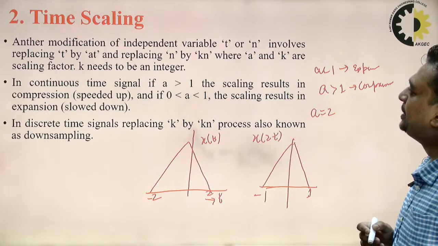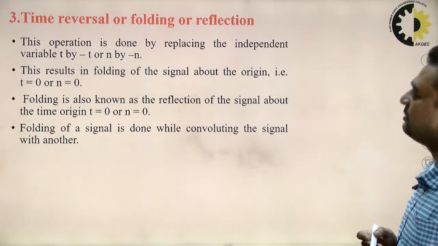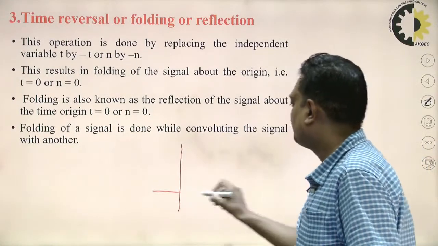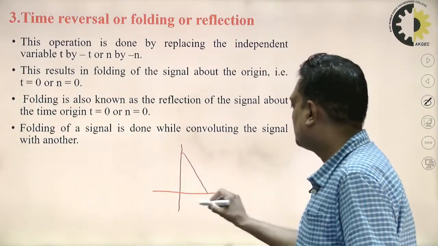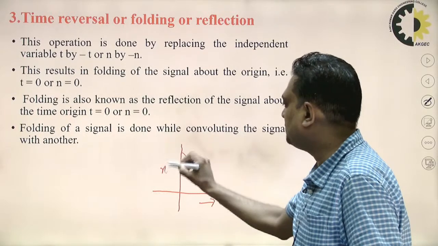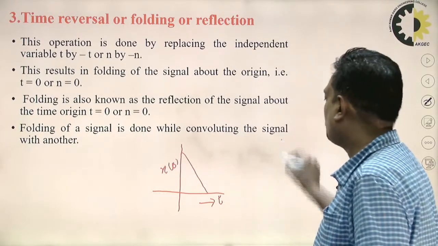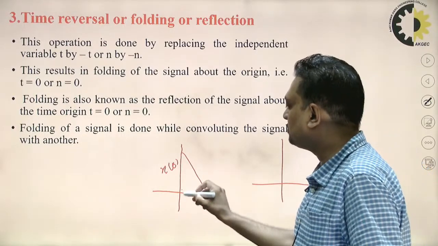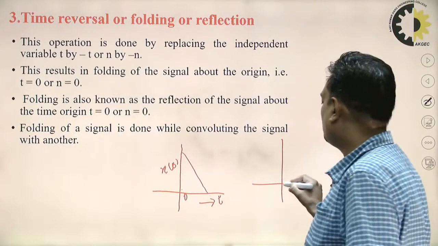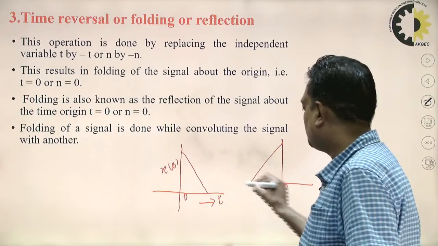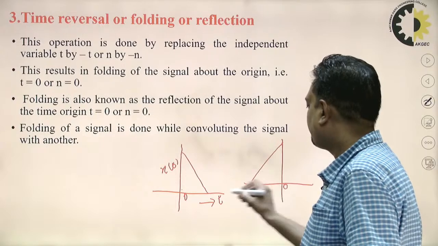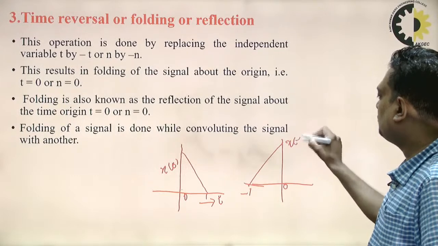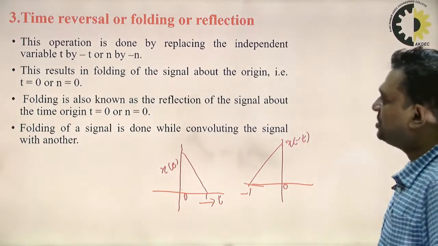Then the third one is time reversal, or folding, or reflection. It is also a very important operation. If this is t and this is x(t), and we want to obtain x of minus t, reflection means we fold this signal around the origin or this line. If this is 1, then this will become minus 1. So this is x of minus t, which is the reflection.